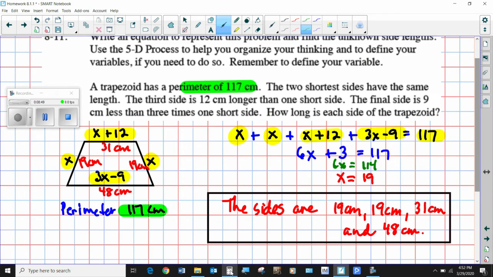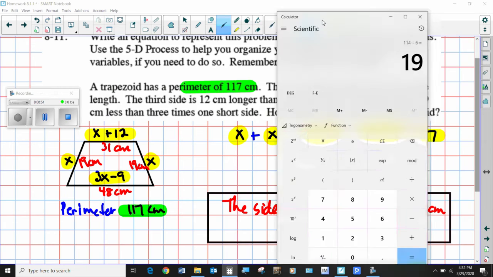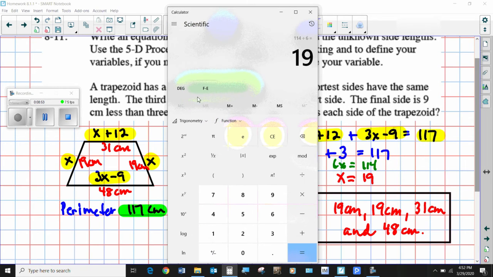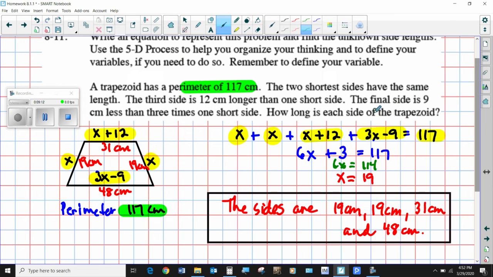Do they add up to 117? You want to check that because you got to make sure you meet all your definitions, and this is one of the definitions, is that they add up to 117. So let's take 19 plus 19 plus 31 plus 48, and that does equal 117. So we can declare our answer: how long is each side of the trapezoid. So there are the 4 sides listed.